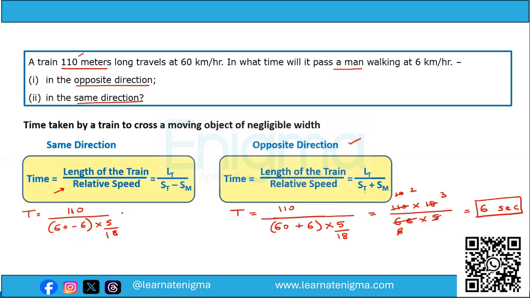So solving this, we get 110 into 18 divided by 54 into 5. So 18 threes are 54, 5 into 22 is 110. So therefore time comes out to be 22 by 3 seconds.